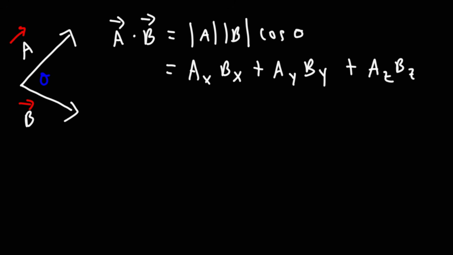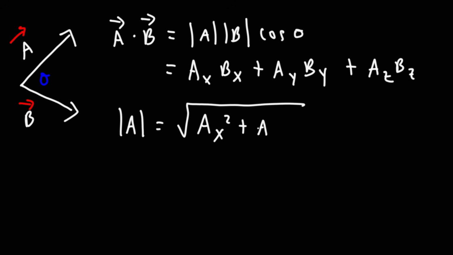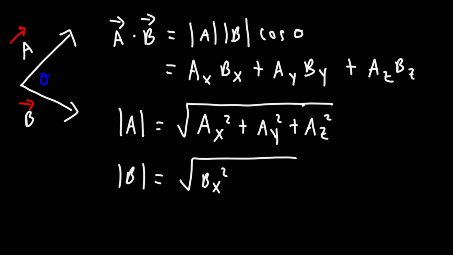Now, just like the magnitude of V, the magnitude of A is equal to the square root of AX squared plus AY squared plus AZ squared for a 3D vector. For a 2D vector, just take out the Z, and it's just going to be the square root of AX squared plus AY squared. Now, you would find B in a similar fashion. It's the square root of BX squared plus BY squared plus BZ squared.